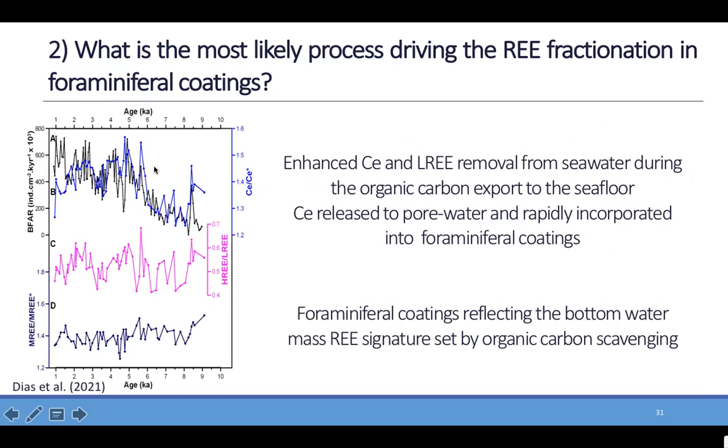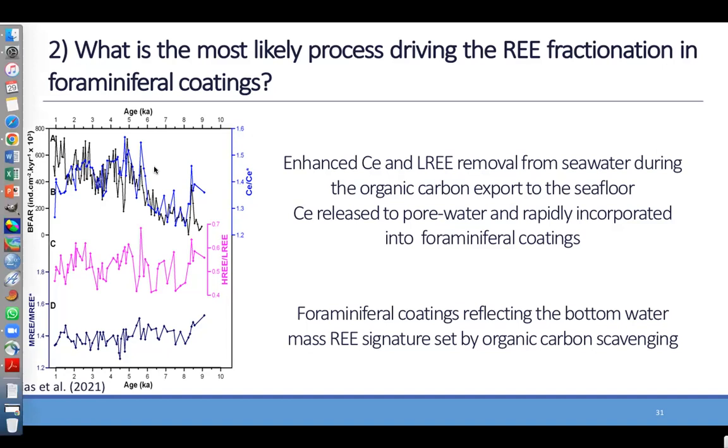So this means that the organics being delivered to the bottom because of this upwelling process are scavenging the rare earth elements and cerium from seawater and delivering them to the seafloor. And then after mineralization, they are providing those elements to the pore waters. And also, because we have high oxygen conditions in the bottom waters, these elements are being associated to the foraminiferal coatings. Then we can say that the coatings are reflecting the bottom water mass rare earth element signature that's set by this organic carbon scavenging.